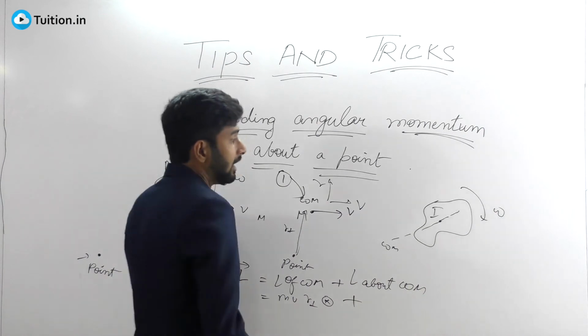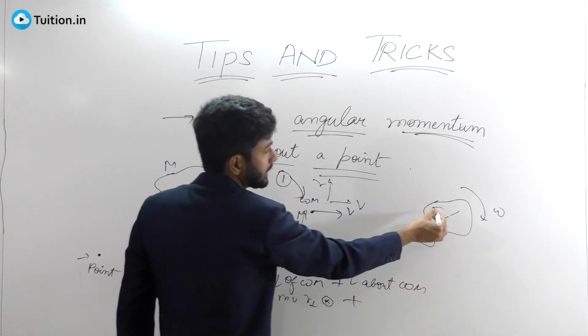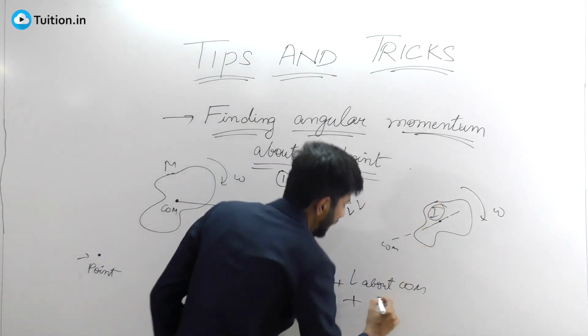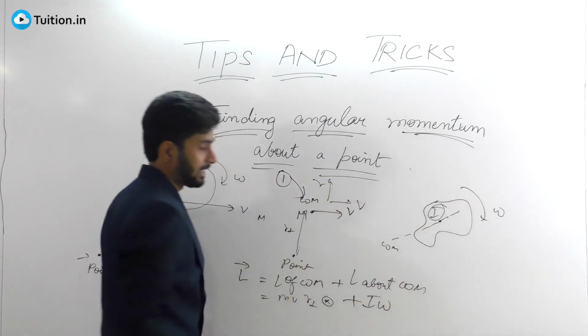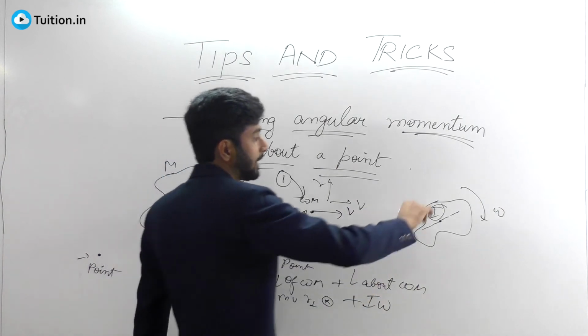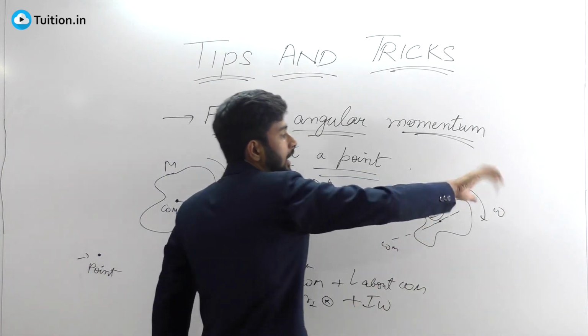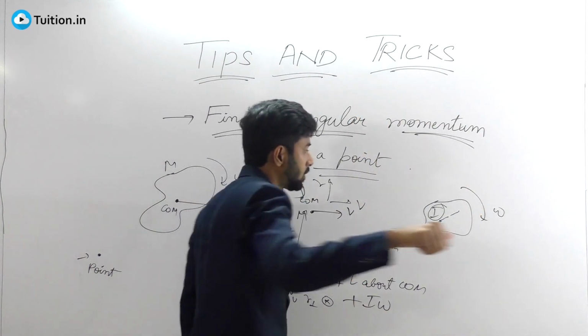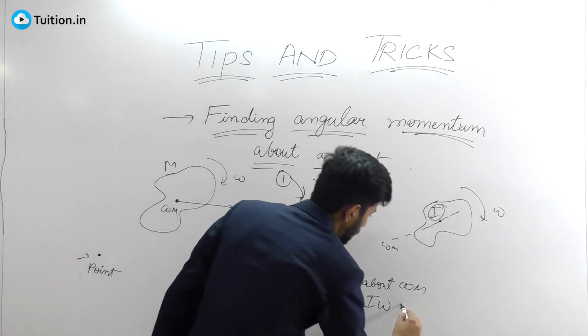How do you find that? Well, L about center of mass is nothing but the moment of inertia of the body about the axis passing through the center of mass into omega, I omega. That's your angular momentum about center of mass. And how do you get the direction? Curl your fingers in the direction of omega. Your thumb represents the direction of angular momentum, that's going in, so you'll have a cross here.